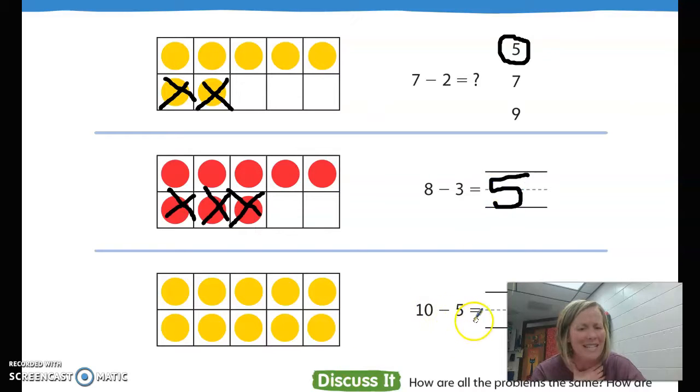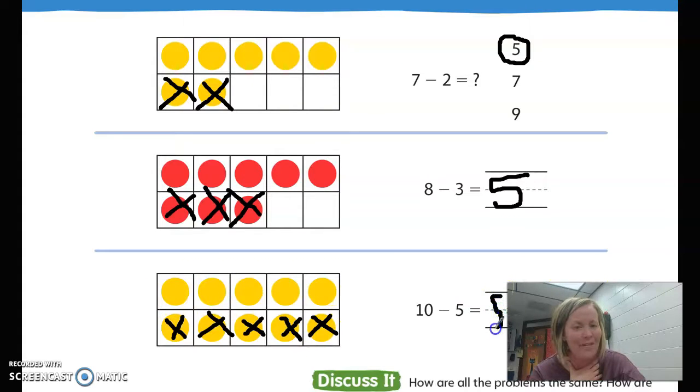So now I have 10 take away 5. So I'm going to cross out 5. I know that's a whole row on a 10 frame, isn't it? I don't even need to count those. I know that's 5. So now I have a whole row left, so now I have 5 left. Boys and girls, all of my answers today equaled 5.